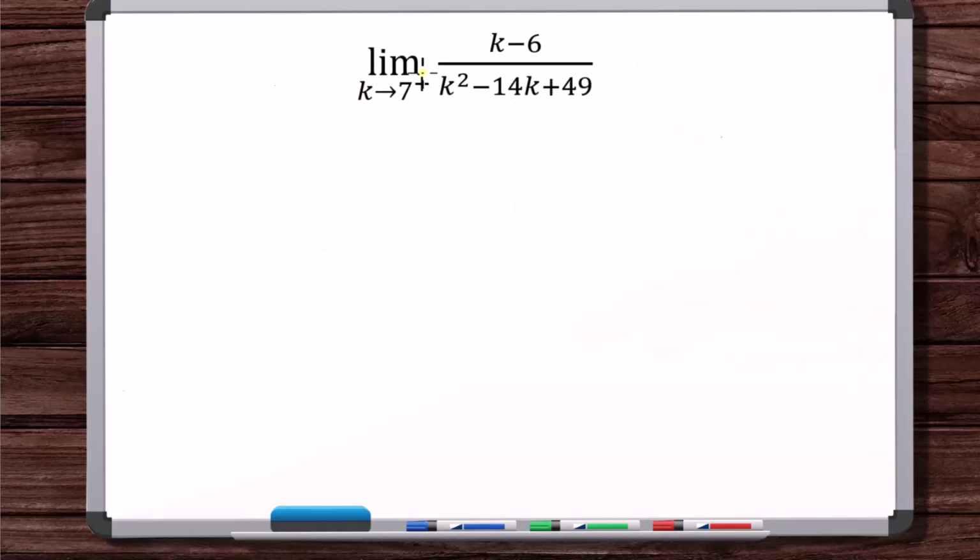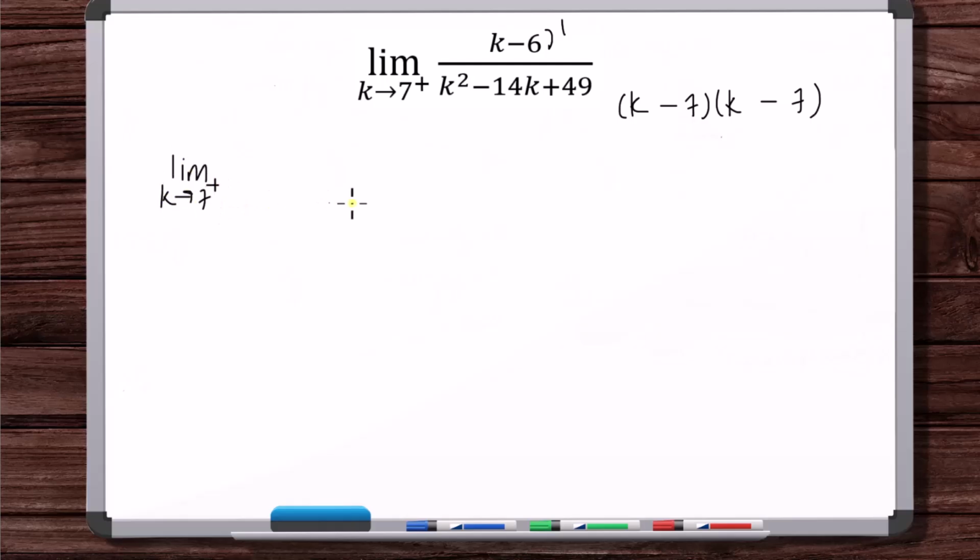The limit as k approaches 7 from the right of k minus 6 over k squared minus 14k plus 49. So plugging in 7, the numerator goes to 1. So this is probably going to be a vertical asymptote problem. Unless the denominator doesn't go to 0, this rational function is continuous at 7, but it's probably going to be a vertical asymptote problem. So factoring the denominator, we get k minus 7 times k minus 7.